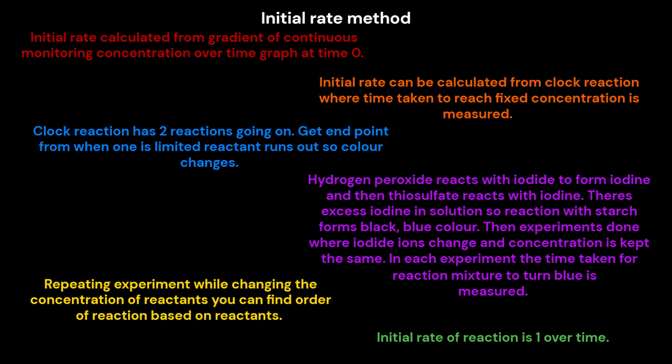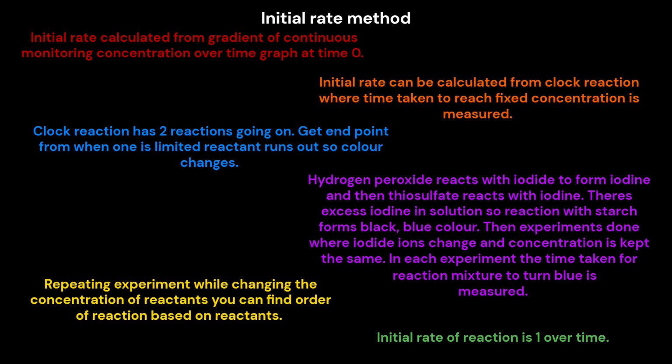Hydrogen peroxide reacts with iodide to form iodine, and then thiosulfate reacts with the iodine. Once thiosulfate runs out, there's excess iodine in solution, so the reaction with starch forms a blue-black color. Then experiments are done where the iodide ion concentration is changed and the other concentrations are kept the same.